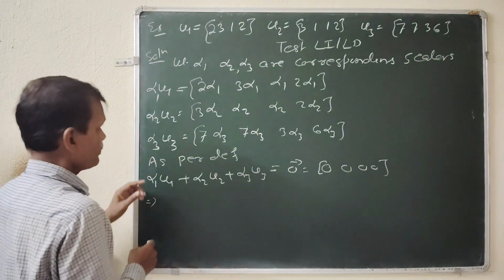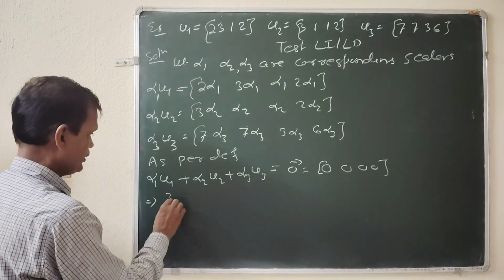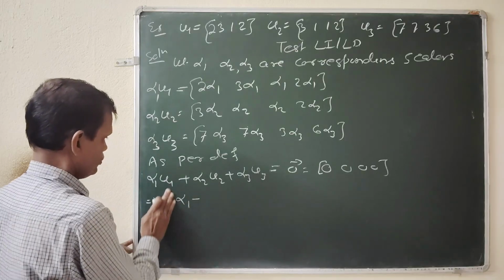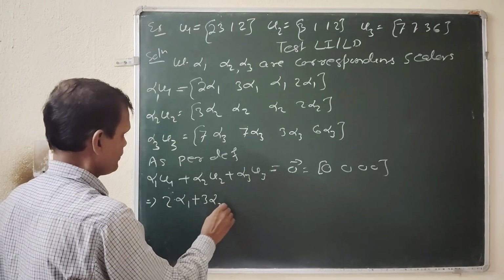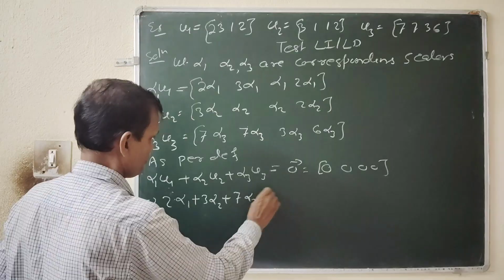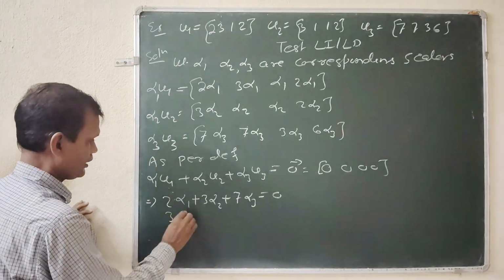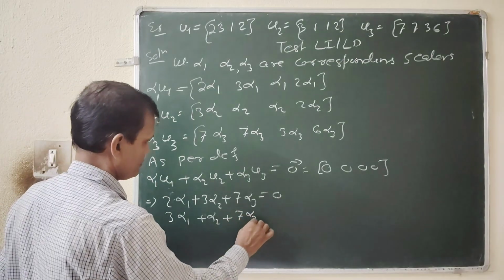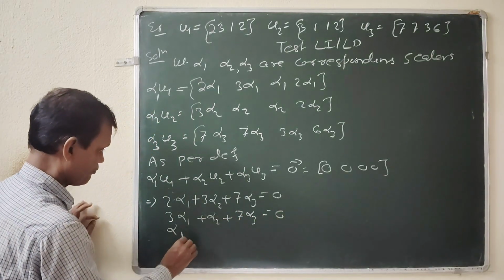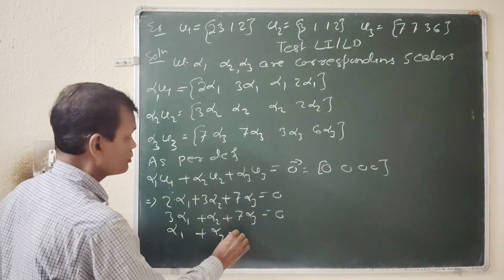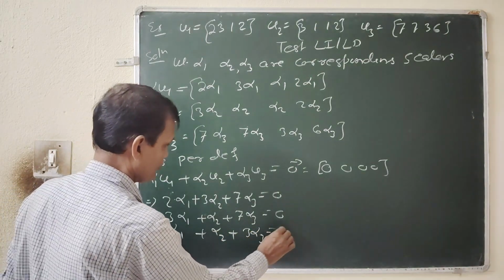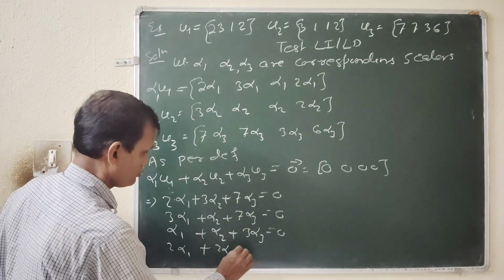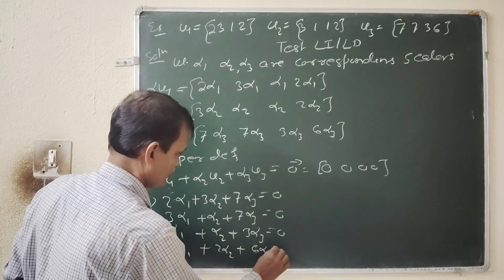Right. So the first component we add, that is 2 alpha 1 plus 3 alpha 2 plus 7 alpha 3 is equal to 0. Next is 3 alpha 1 plus alpha 2 plus 7 alpha 3 is equal to 0. Then alpha 1 plus alpha 2 plus 3 alpha 3 is equal to 0. Then 2 alpha 1 plus 2 alpha 2 plus 6 alpha 3 is equal to 0.